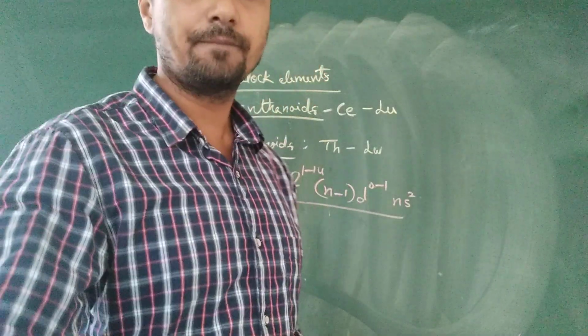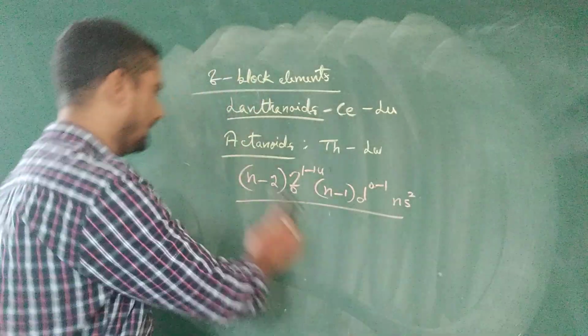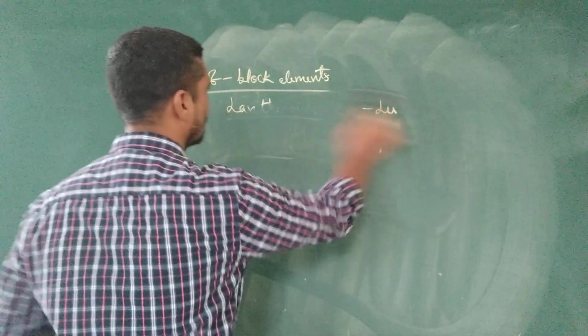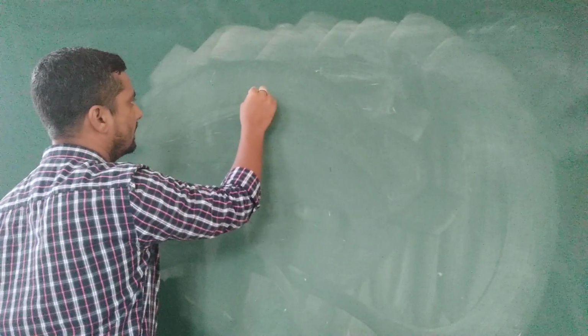How do we write the names of elements with atomic number more than 100? Before that we should remember the IUPAC nomenclature for atomic numbers above 100.